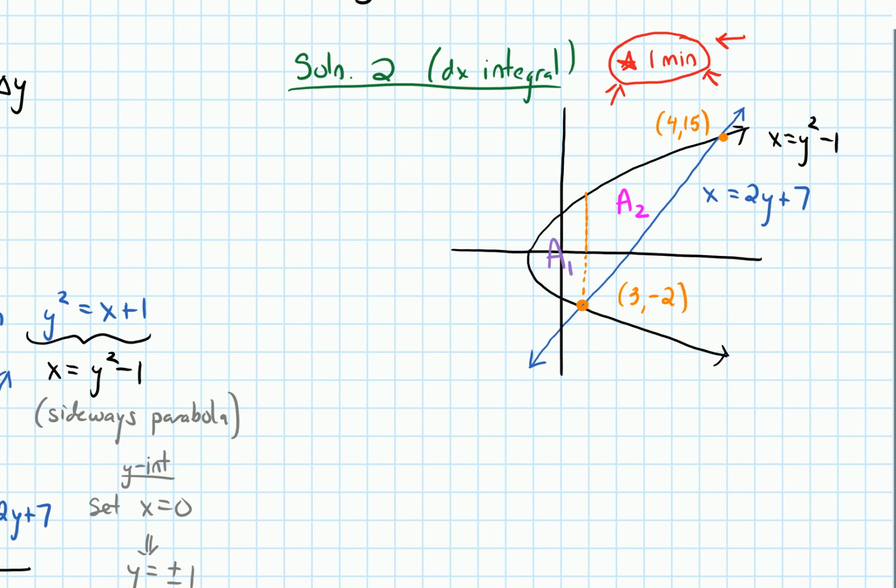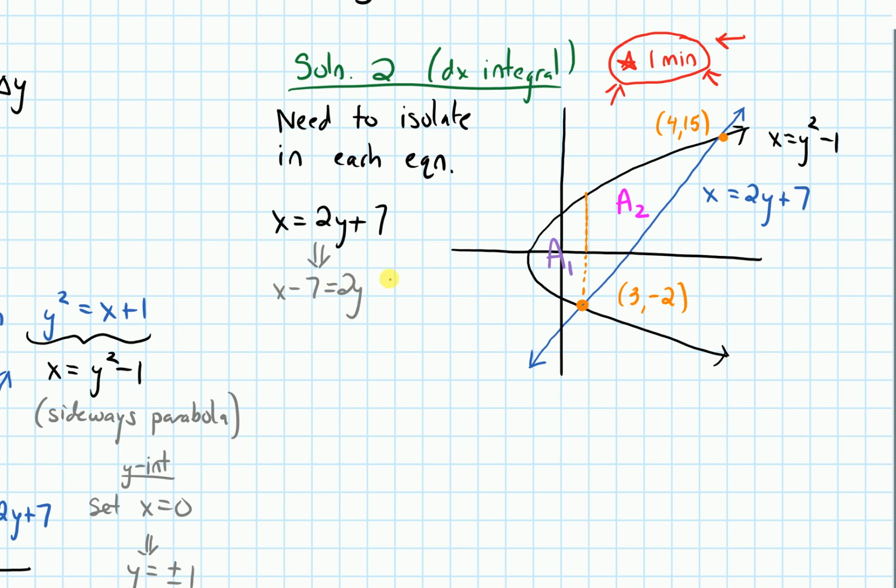Okay, so here's one thing that I know we'll need to do at some point if we're going to do the area this way, which is we're going to need to know what y top and y bottom are. So we need to isolate y in each equation. In the line equation, x equals 2y plus 7. If we isolate y, we move the 7 over and get x minus 7 equals 2y. Then dividing by 2, we get y equals 1/2 x minus 7/2. And that's the line equation when y is isolated.